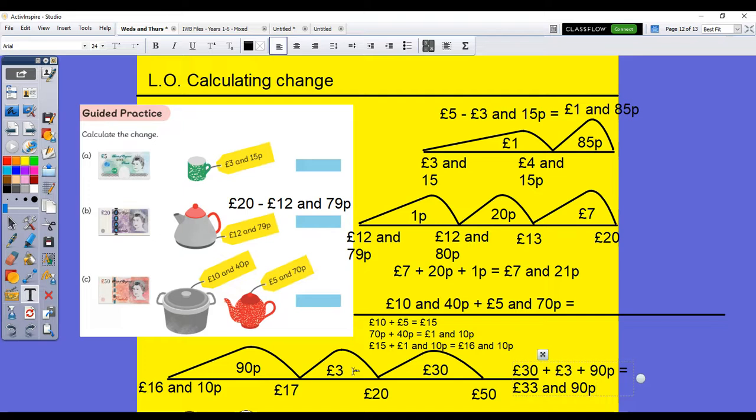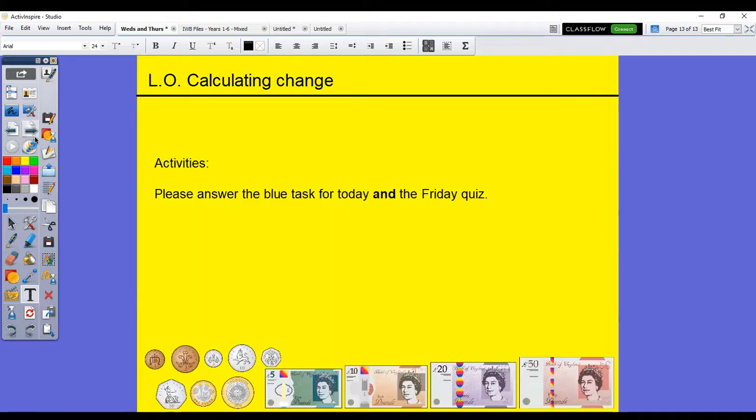Okay? So I want you to pause it here. I want you to have a go at answering the guided practice. Okay? And then you can move on to the activities for today. So there's one activity which has 3 questions in, and then you move on to the Friday quiz. If you haven't done last Friday's quiz because it was a bank holiday, please go back and do that as well. So today you might have quite a lot of work to do, but that's okay. Keeps you nice and busy. Okay, good luck, have fun.